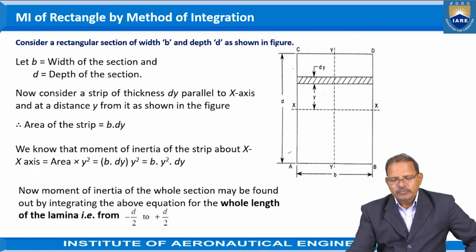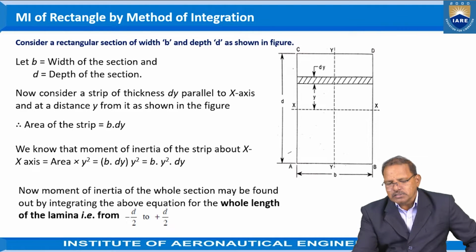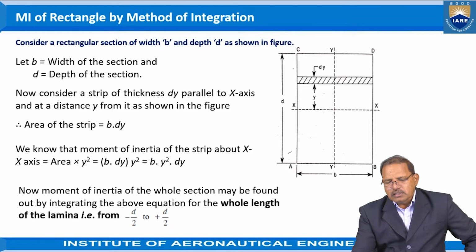First consider a small strip having thickness dy at a distance of y from the central axis as shown in the figure. Here the central axis is represented by the symmetrical reference lines, the x-axis and the y-axis. Consider a small strip of infinitesimal thickness dy at a distance of y from the central axis xx as shown in the figure.